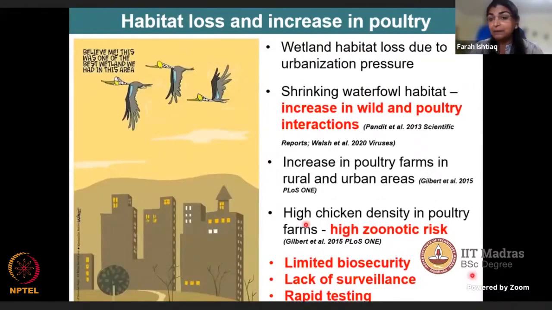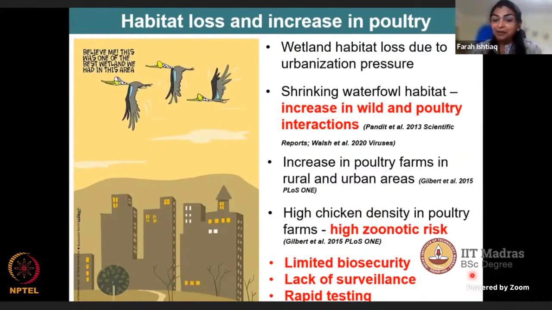So what it leads to is that a lot of habitats and wetlands have been converted because of urbanization pressure. So there's a shrinking of habitat. Wild waterfowl, which used to congregate in those traditional wetlands, are now mixing with the poultry, and there's a lot of interaction between wild birds and poultry. There's an increased density of farms, and there is increased density of chickens as well.